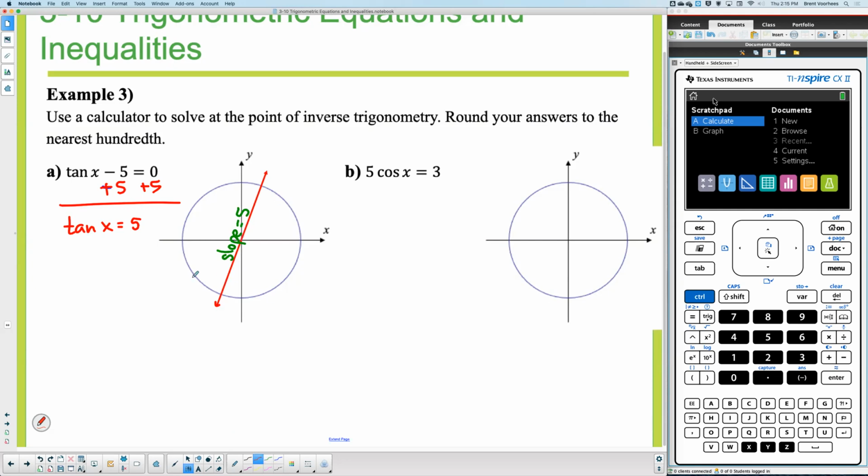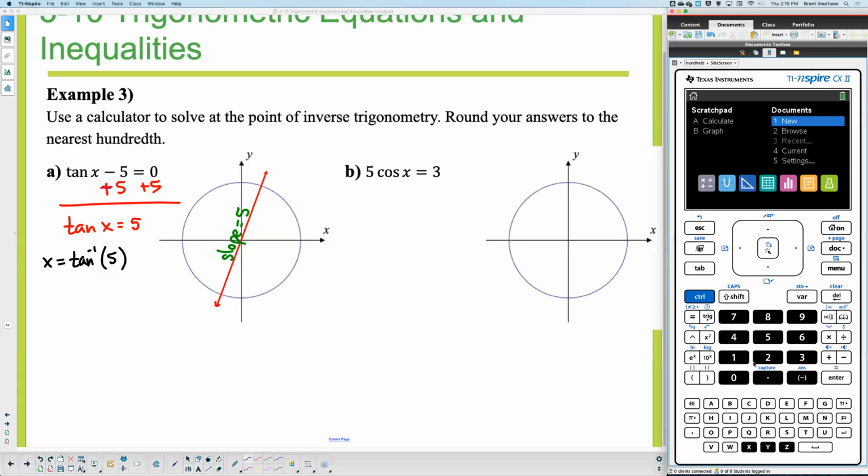Now, where are those two answers? We don't know. We got to use a calculator. Oh, I need to write one more step down. I haven't actually isolated the x. How do I get x by itself? Tangent inverse. And that's what we're going to type in the calculator. Inverse tangent of 5. So let's go over to our calculator.